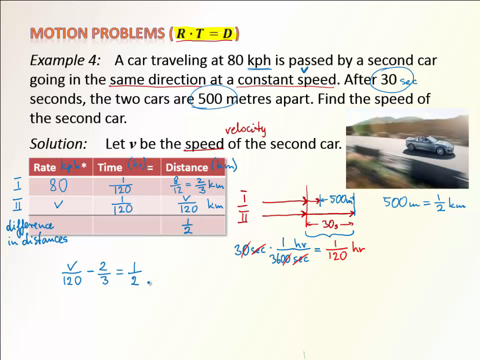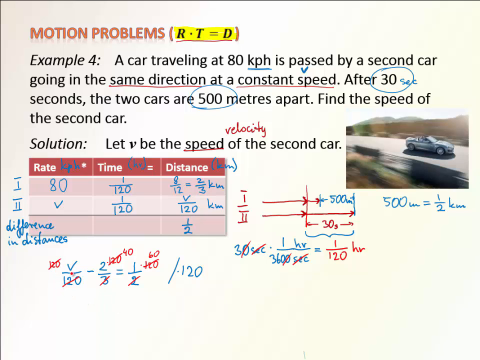Now the rest is not too difficult because we just need to solve this rational equation by multiplying by LCD. LCD in this case will be 120. So let's multiply by 120. This means that we multiply this term by 120, that cancels 120. That term by 120, that cancels with 3, leaving us with 40. And finally this term by 120, that cancels with 2, leaving us with 60.